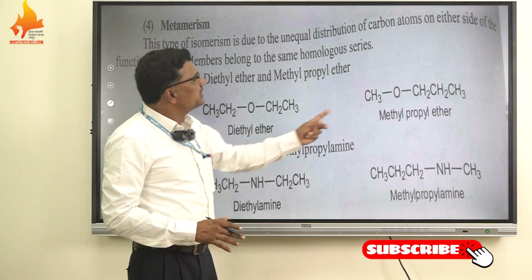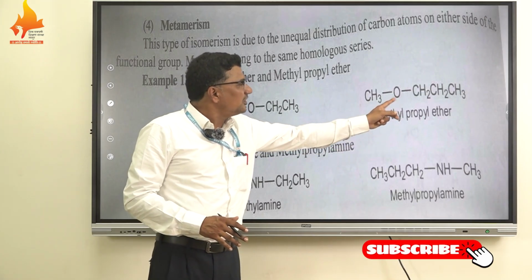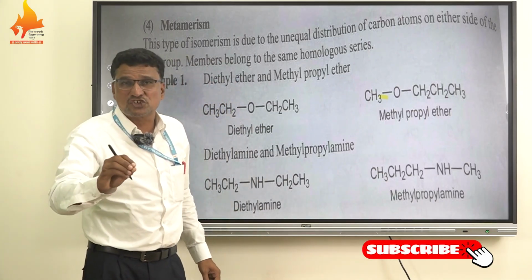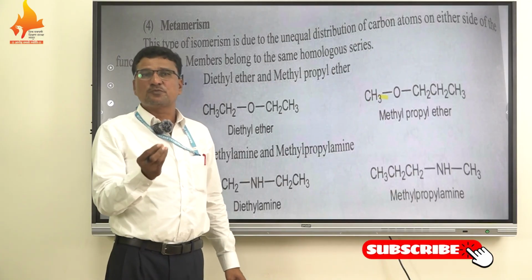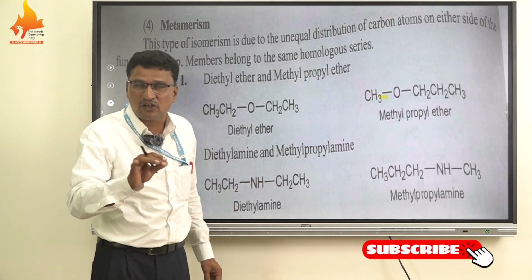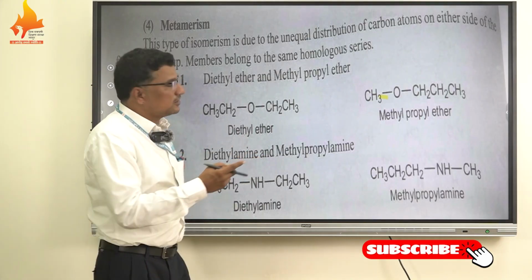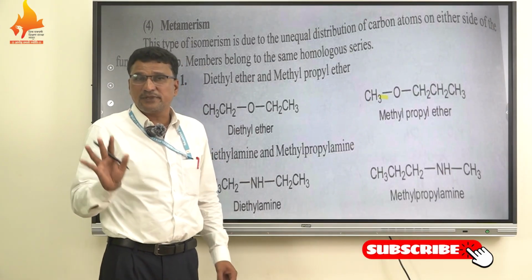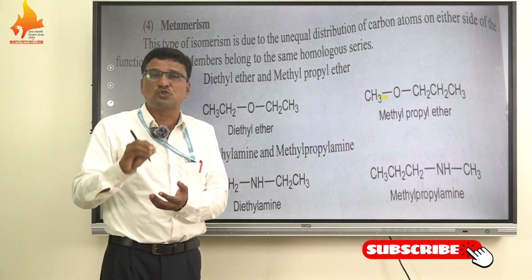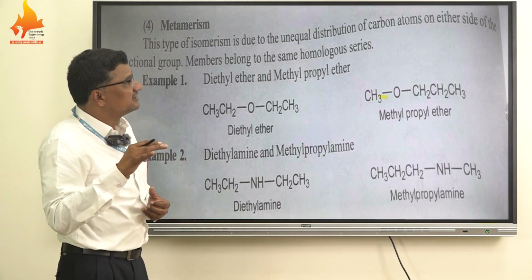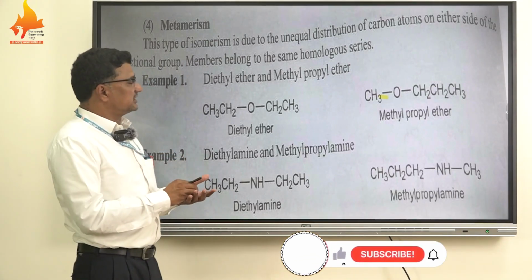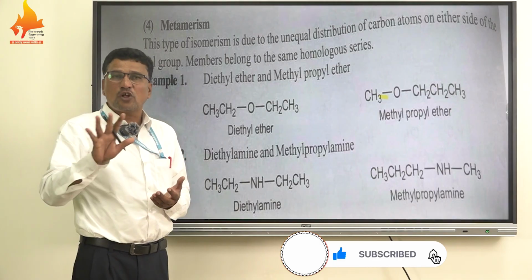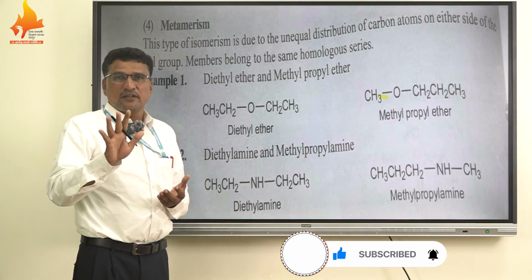But if we look at the other molecule, on one side only one carbon is there, and on the other side there are three carbons, which means there is unequal distribution. In the first molecule there are two carbons around the ethereal oxygen on both sides, and in the second molecule there is one methyl group on one side and three carbons on the other side. Overall there is unequal distribution of carbon atoms on either side of the functional group. So diethyl ether and methyl propyl ether are metamers of each other, and the phenomenon is known as metamerism.